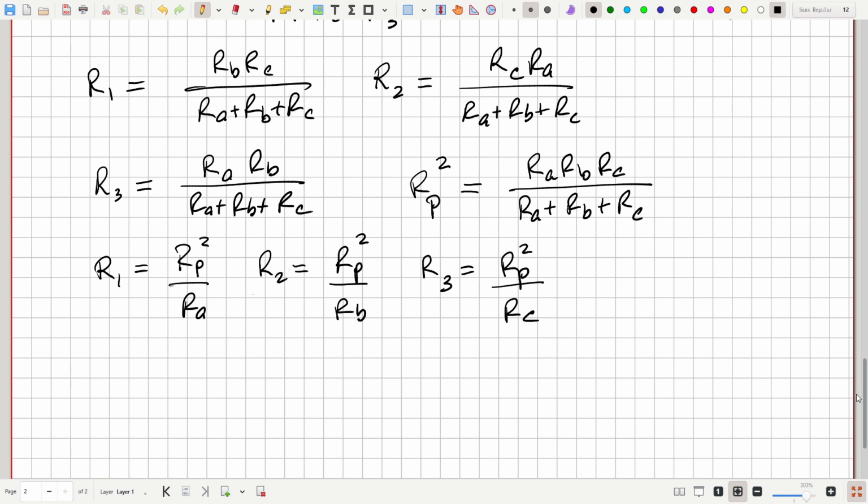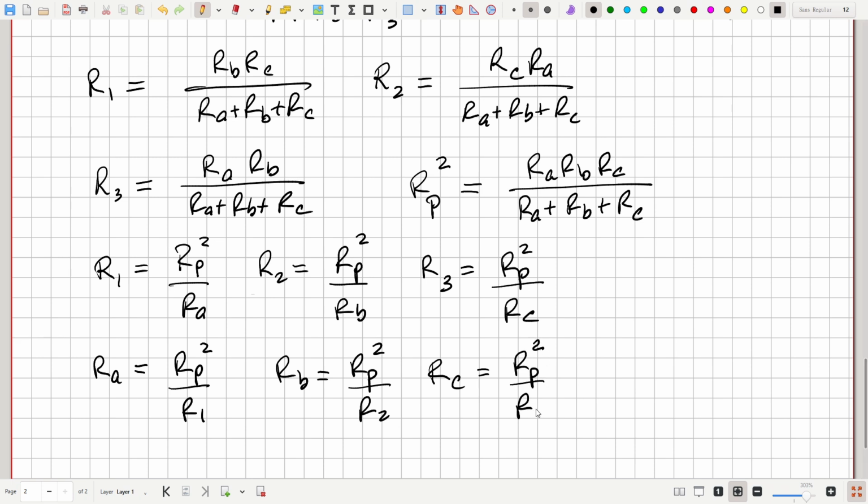Okay, and we can go the other way. Of course, with these expressions, we can immediately solve for RA. Just cross multiply and then divide by R1, and we get RP squared over R1. And RB is RP squared over R2. And RC is RP squared over R3.